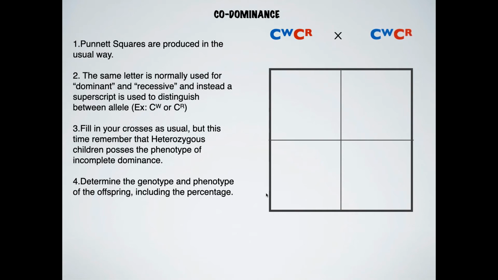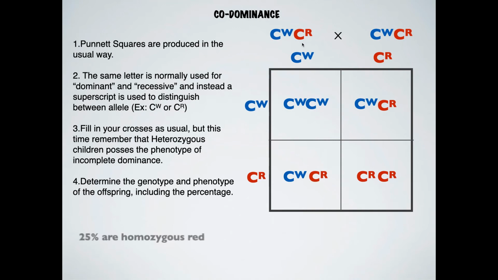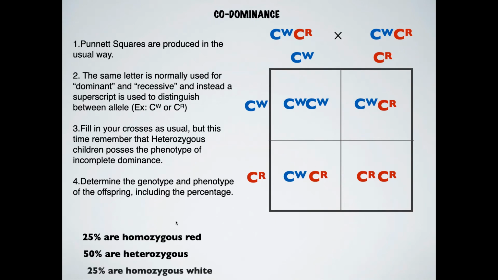So let's do this. We're going to look at white and red. We have two parents that have a mixture of white and red, let's say spots or something. They're codominant, so we would still split them up. We would still go column by column and then row by row. And what you would end up with is 25% are homozygous for just red, 50% are heterozygous, and 25% are homozygous for white.